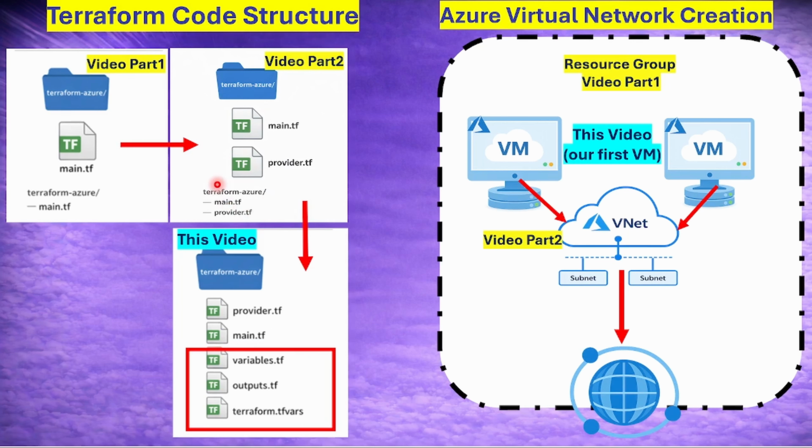On the left side, the Terraform code structure. In part 1, everything lived in a single file, main.tf. That worked for learning, but it wasn't scalable. In part 2, we improved the structure by separating the provider into provider.tf. The project became cleaner and more organized.